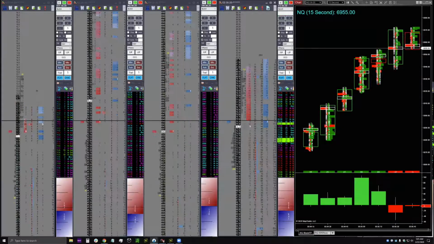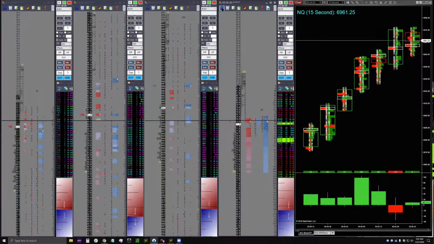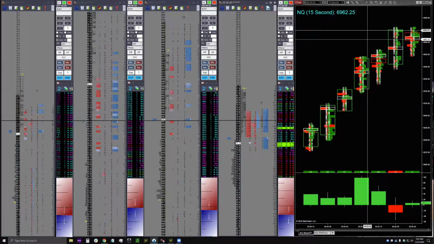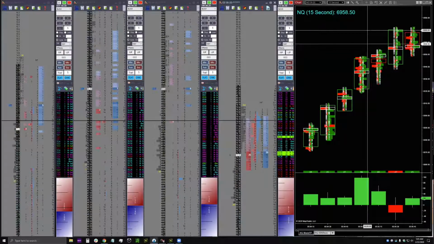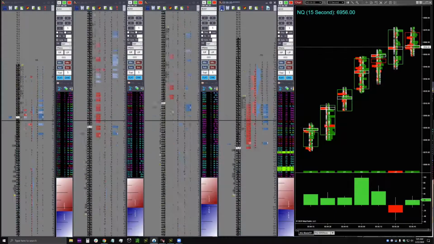Am I making my point? Gosh, I couldn't ask for better conditions. That was like a $700 winner on a one lot. It wasn't one lot, excuse me. I scaled into that and I scaled out of it. It was a three lot.